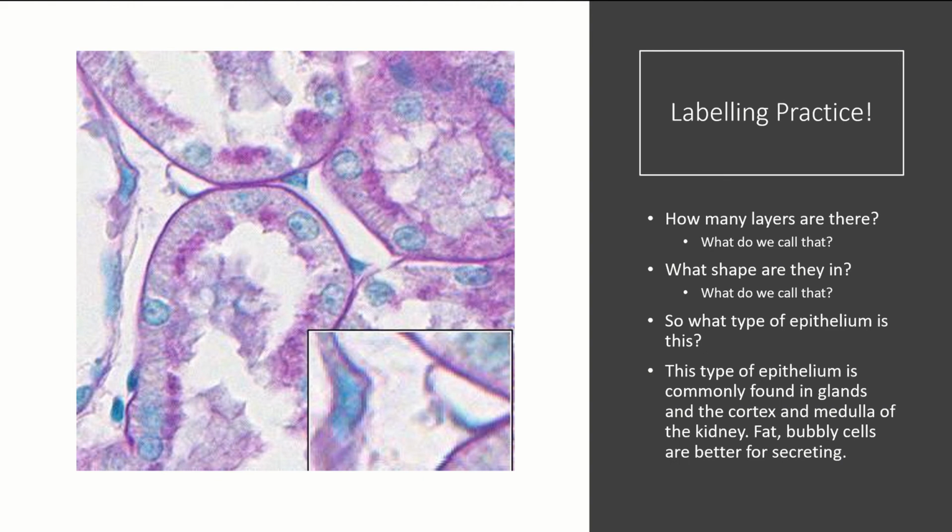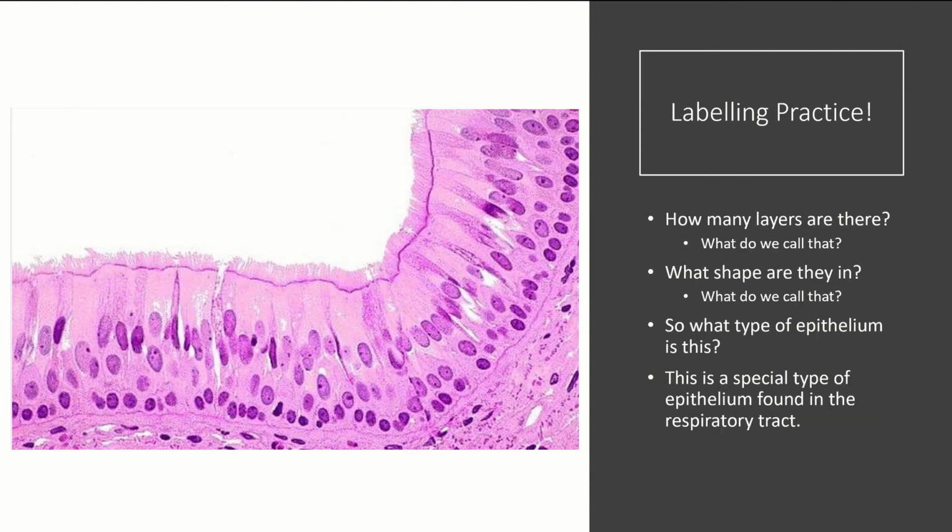It's also commonly found in the kidney, so that's what this is right here, and that is because cells that are secreting things, that are making products in your body, are normally going to be fat, bubbly type cells with a lot of cytoplasm. And so that's why they're cuboidal. They've got a lot of cytoplasm because they are secreting things, they're making things. So they're commonly found in glands and in your kidneys.